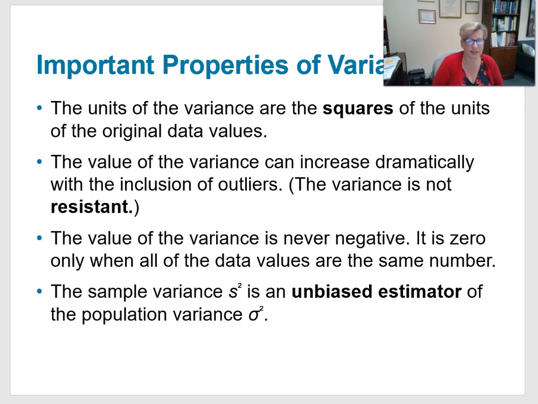And the sample variance is truly an unbiased estimator. By dividing by that n minus 1, we have made it unbiased. It's not exactly the same, but it's pretty darn close. So that's why we usually use the sample standard deviation and the sample variance. We don't use the population ones.